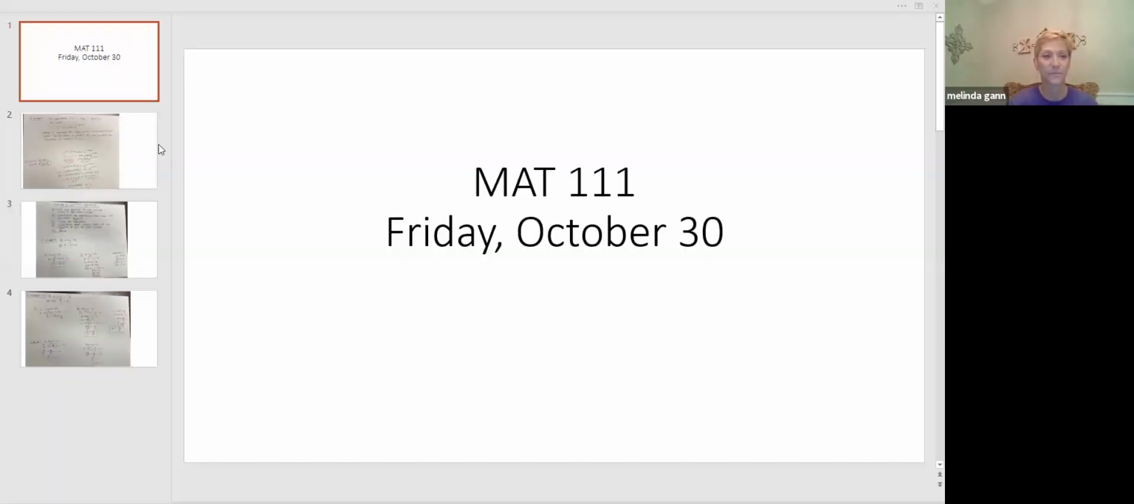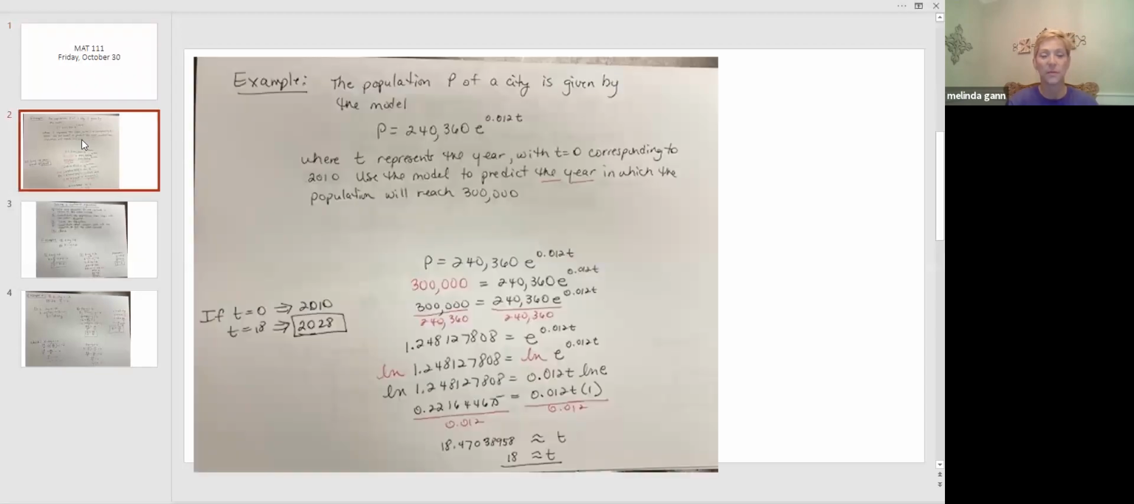We'll see. Okay. So the first one we're going to work is a problem kind of similar to one of your homework problems. So look what it says. The population P, so they're calling the variable P the population of a city, is given by this model. P equals 240,360 times e raised to the 0.012t. Now remember, anytime on these videos, kind of stop and take notes as you need to. Where t represents the year with t equal to 0 corresponding to the year 2010. Then it says use the model to predict the year in which the population will reach 300,000.